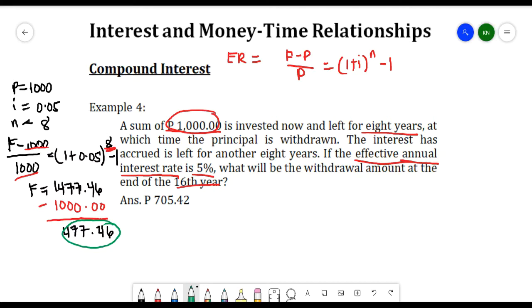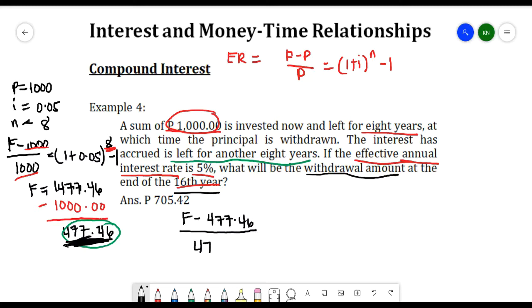It is said here that the interest accrued is left for another 8 years. So since the problem is looking for the withdrawal amount after 16 years, this money now is our present or principal amount. So 1,000 is already off, so we'll just use this money as our principal amount. So we have F minus P, which is 477.46, all over 477.46, is equivalent to 1 plus 0.05, which is the interest, and another 8 years, because we've already done the 8 years, so we have another 8 years minus 1.